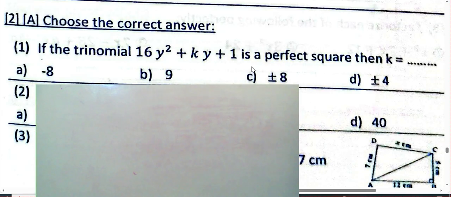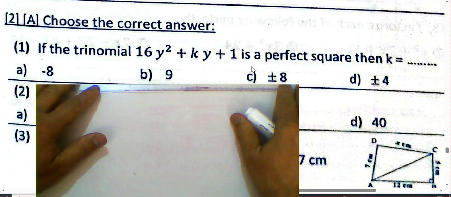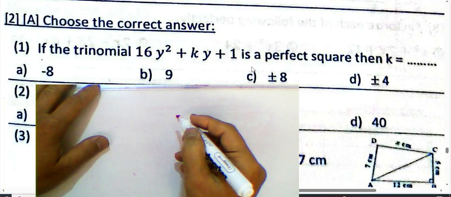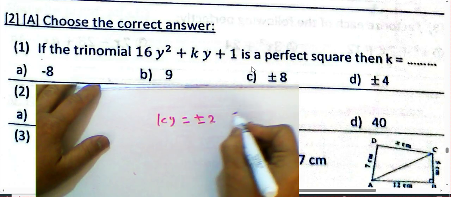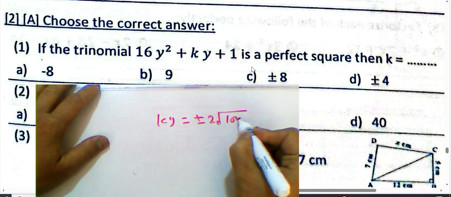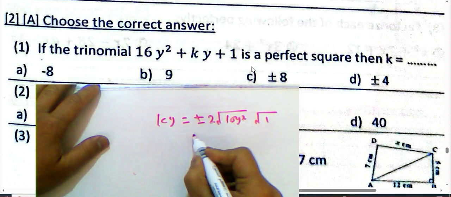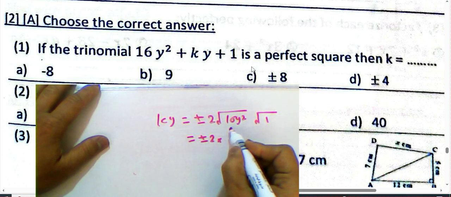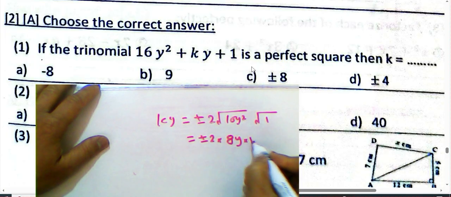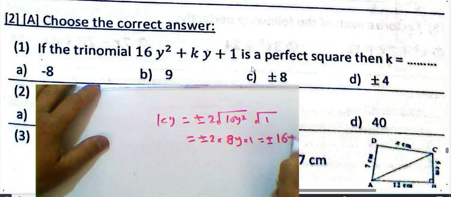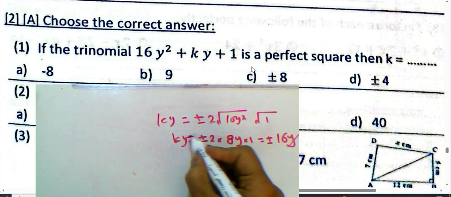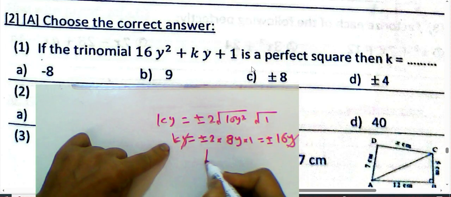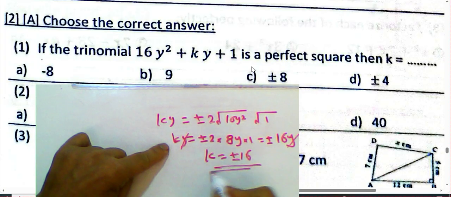Next question, choose the correct answer. The trinomial is a perfect square; find the value of k. K here lies in the middle. Then ky equals positive or negative 2 multiplied by the square root of the first and the square root of the third. Then we have positive or negative 2 multiplied by the square root of 16, which is 4, by 1. The result will be positive or negative 8y. Then the coefficient of y here equals positive or negative 8.